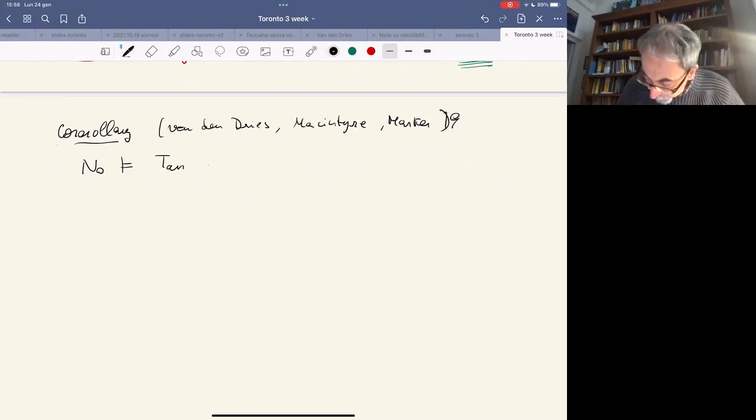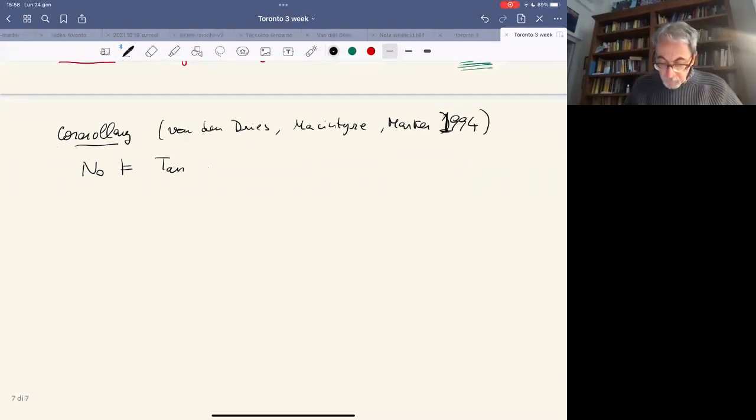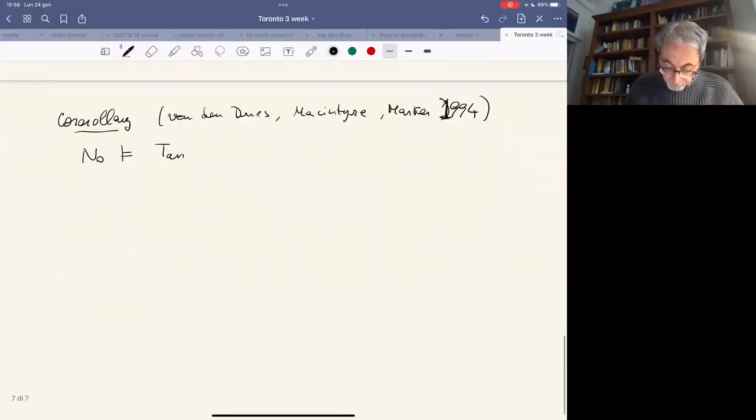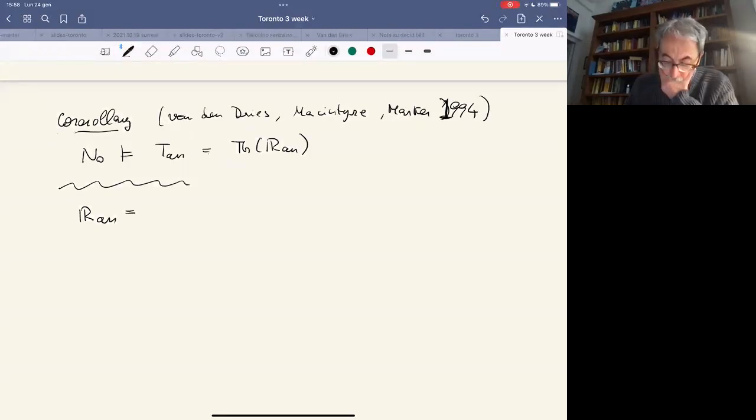Let me define it. Tn is going to be the first order theory of Rn. So I have to define Rn. Rn is going to be the field of real numbers with all restricted analytic functions.